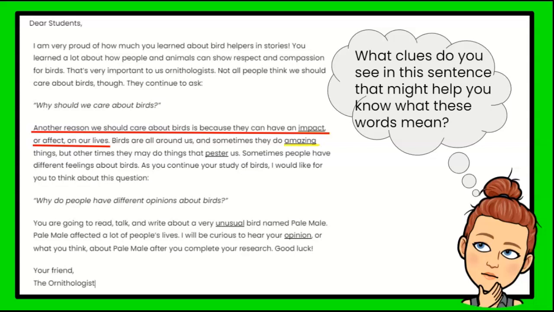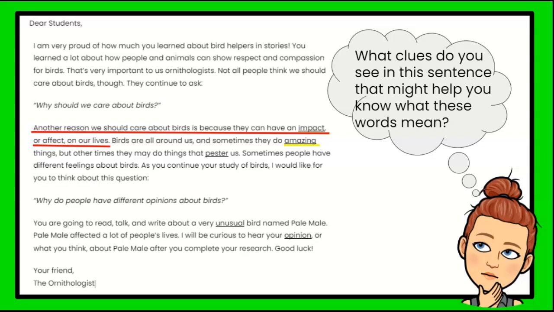Our next word, amazing. The sentence reads, birds are all around us, and sometimes they do amazing things. But other times they may do things that pester us. So let's focus on the first part. Birds are all around us, and sometimes they do amazing things. Well, what's the base word in the word amazing? Right, amaze. And we know that amaze means to surprise. And if we add the extra piece ing, it changes it into a describing word. So amazing means full of surprise or wonder.